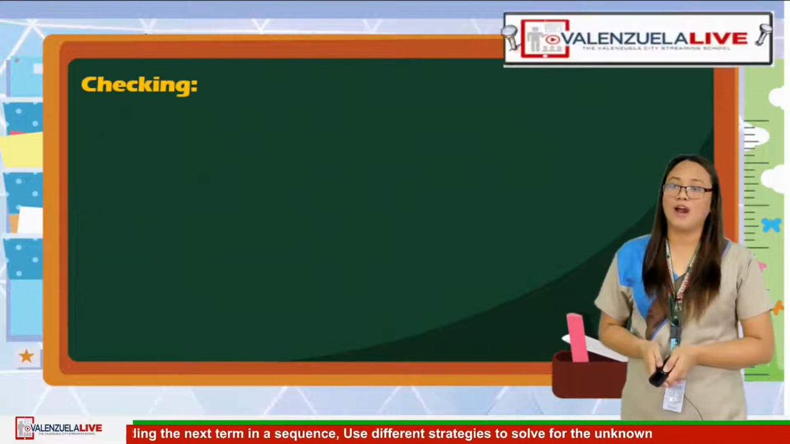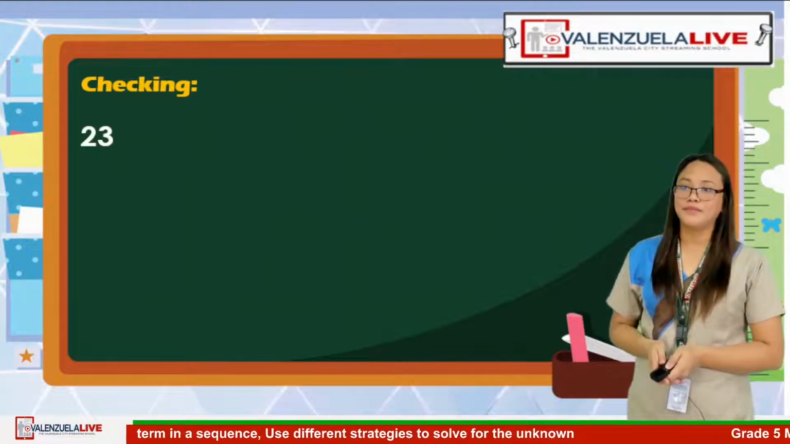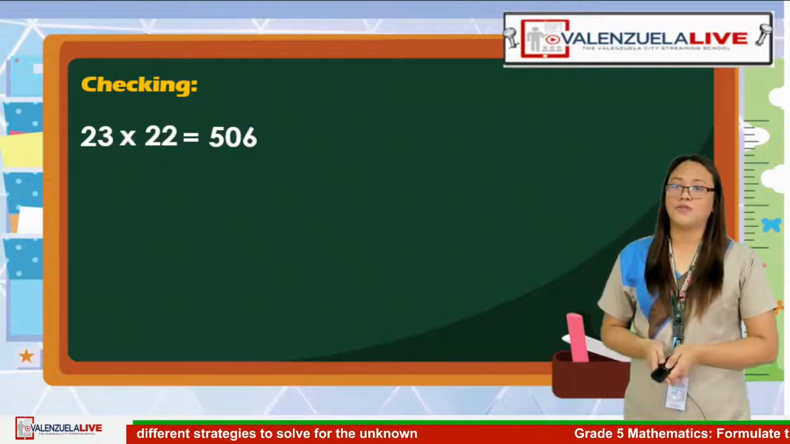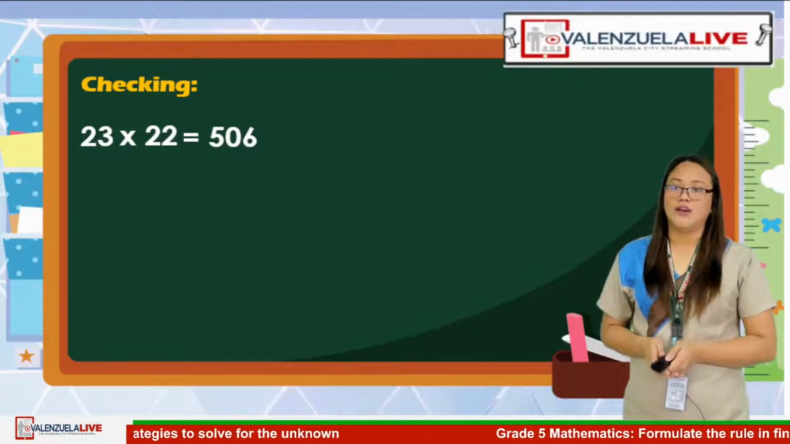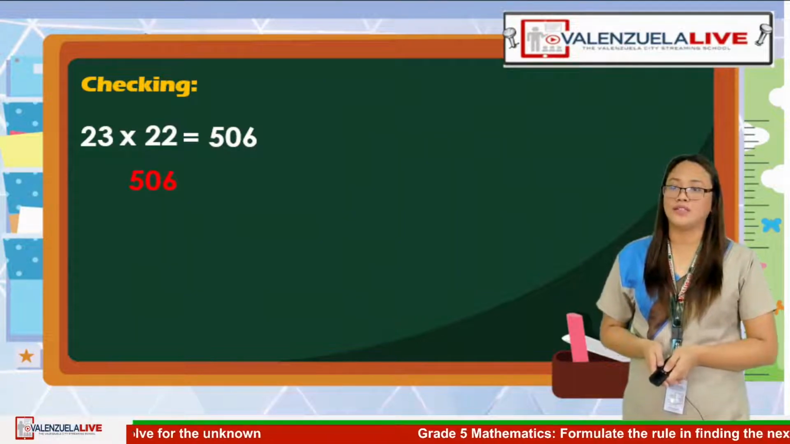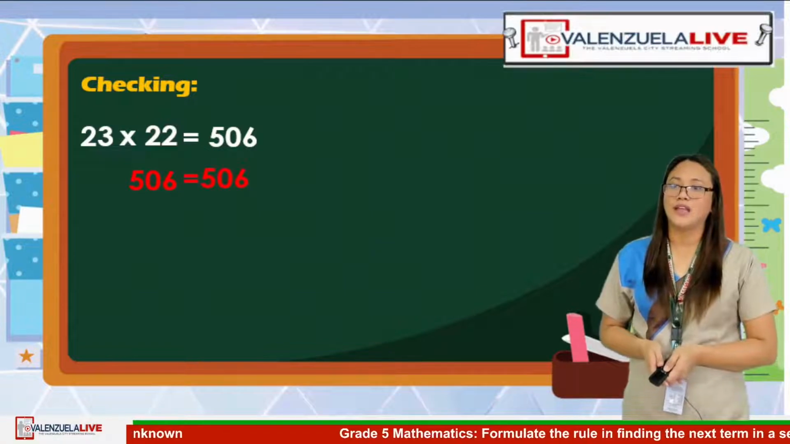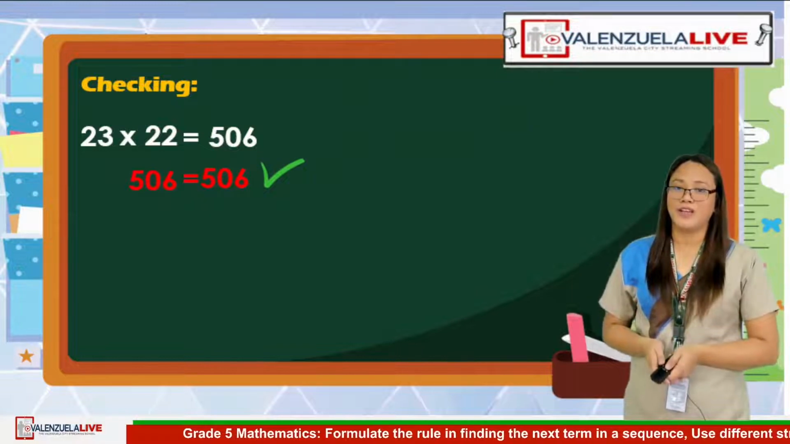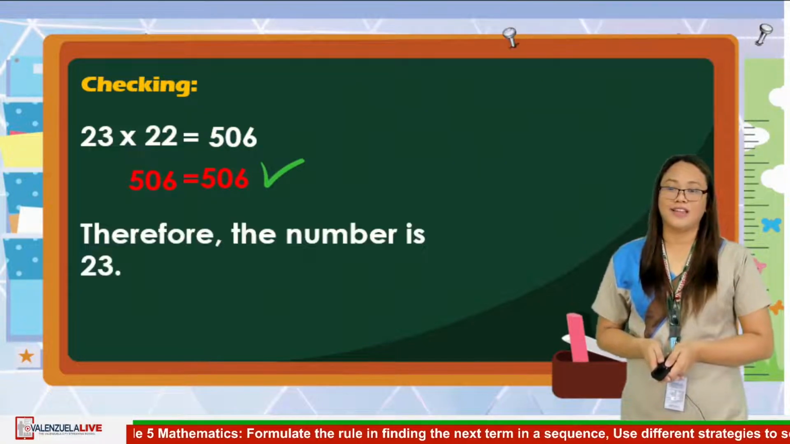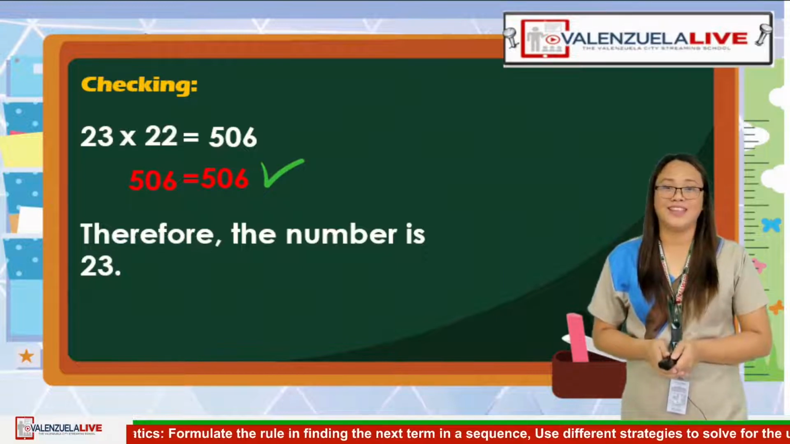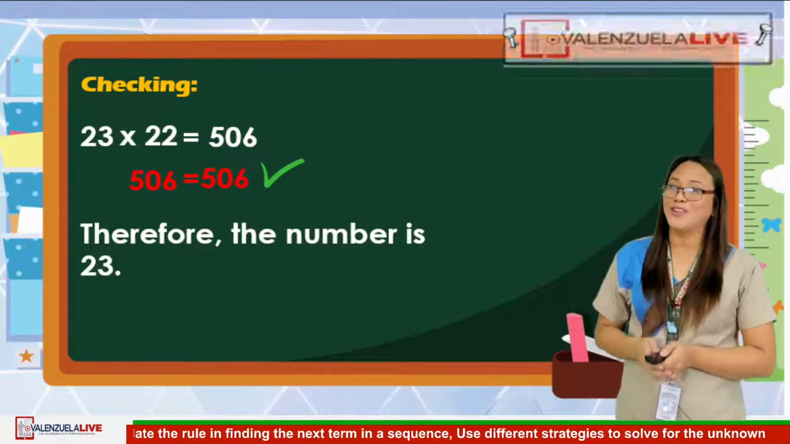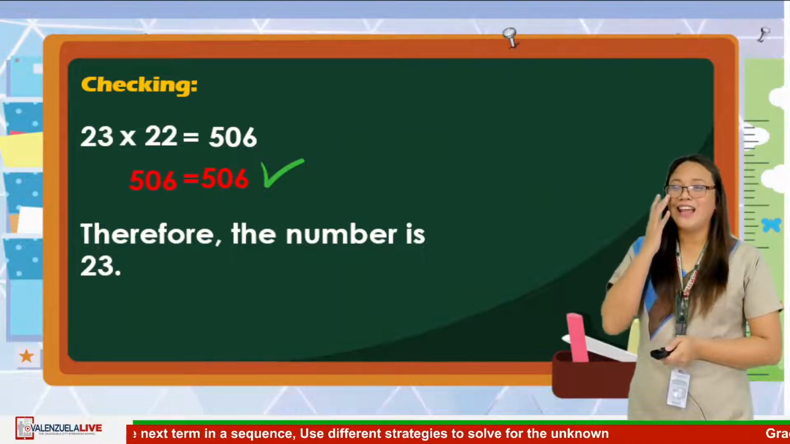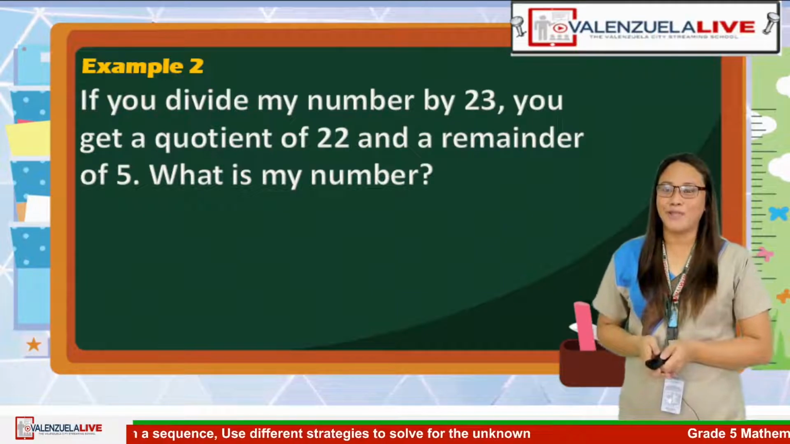Now let's check if our answer is correct. 23 times 22 is equal to 506. Of course, 23 times 22 is 506. So that means our answer is correct. Therefore, the number is 23. So I'm looking for the number 23. Did you get the correct answer? That's great. Now, let's go to example number 2.